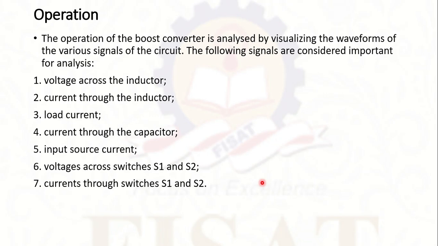Now the operation of the boost converter. The operation is analyzed by visualizing the waveforms of various signals of the circuit. Like we discussed in the previous case, here we are considering the voltage across the inductor, current through the inductor, load current, current through the capacitor, input source current, voltage across the switches S1 and S2, and current through the switches S1 and S2. These are the parameters we take into account for analyzing the operation of the boost converter.